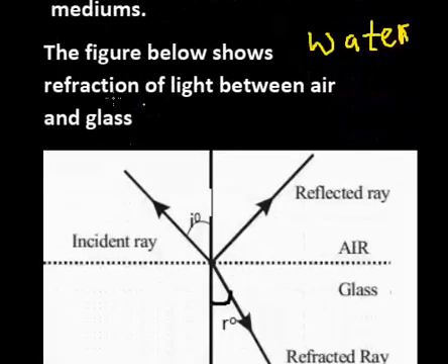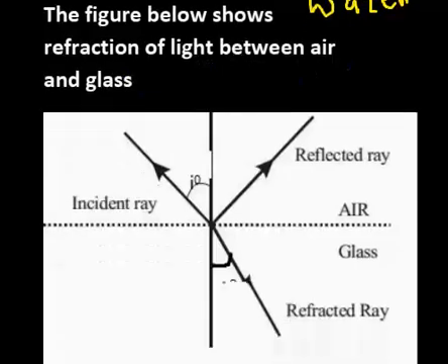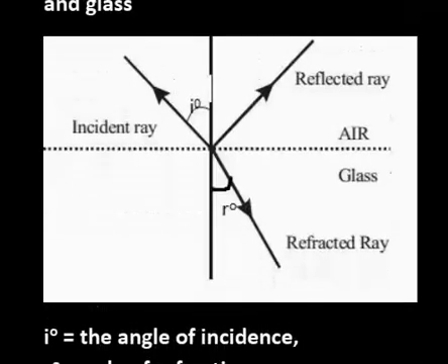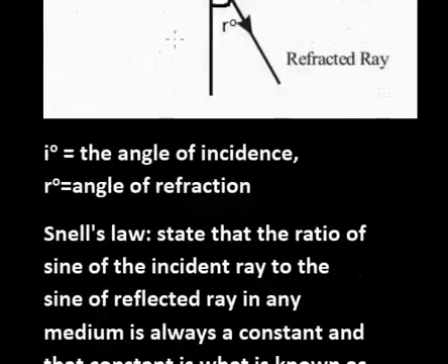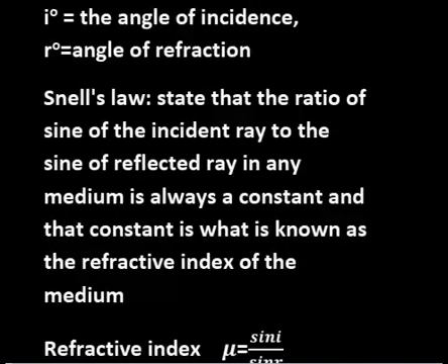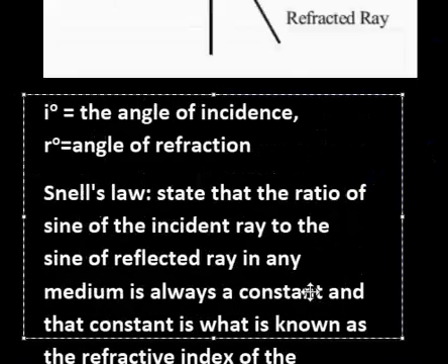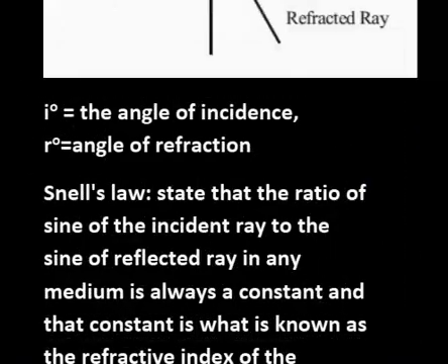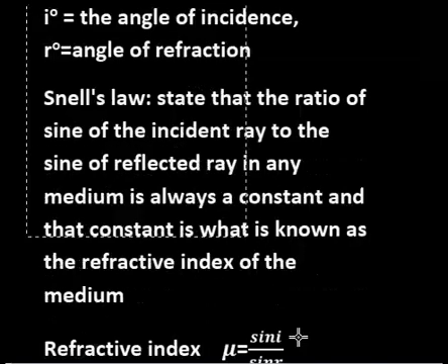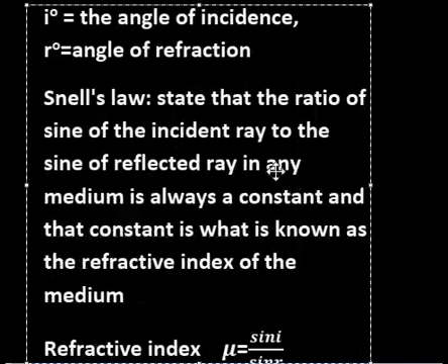Now, the figure below shows refraction of light between air and glass. So as you can see, look at how that happens. I'm going to draw this. Actually, this diagram is for total internal reflection. Let me bring up a diagram that will illustrate the refraction of light.